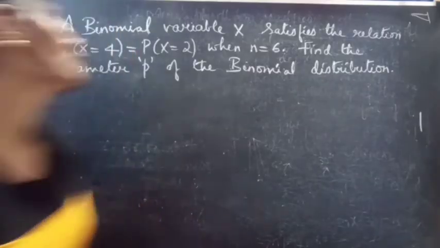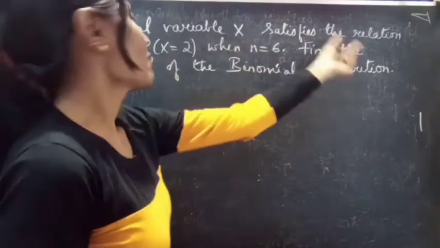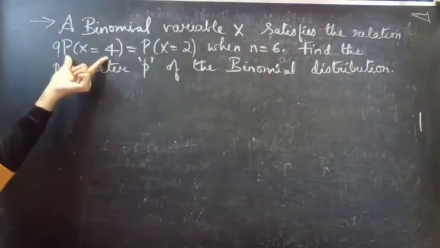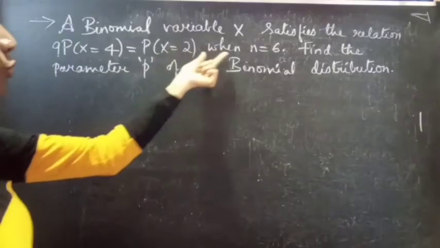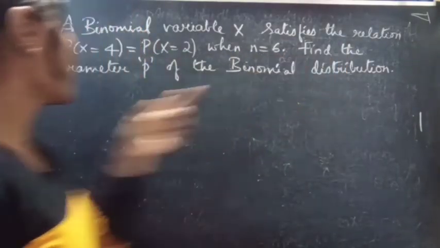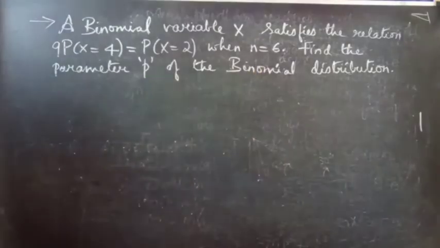Let's get started. Problem: A binomial variable X satisfies the relation 9 into probability of capital X equals 4 equals probability of X equals 2 when n equals 6. Find the parameter small p of the binomial distribution.